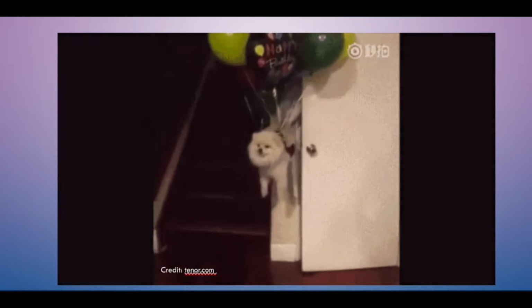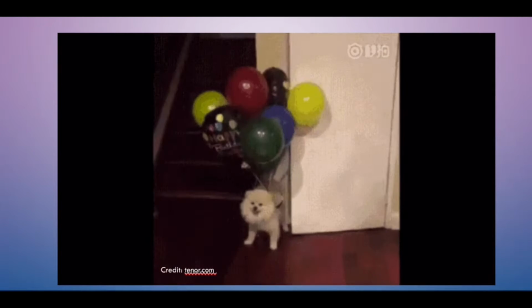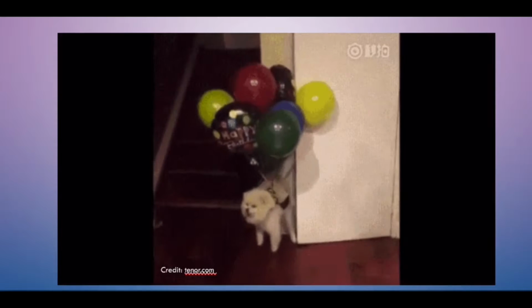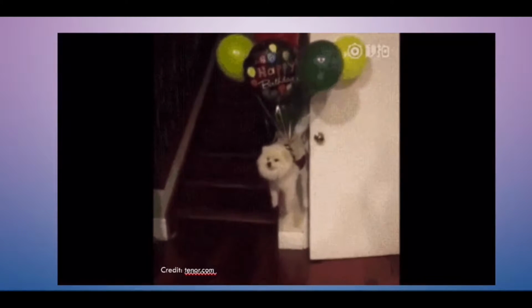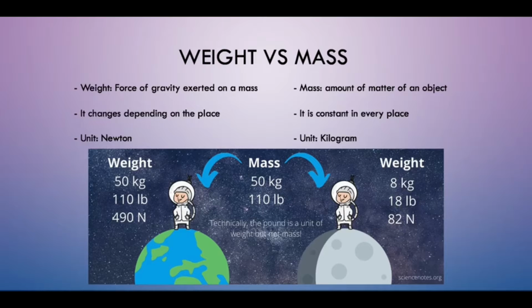Our independent variable that we control is the amount of balloons we add to lift up the basket and the bearded dragon in it, while the dependent variable is the weight. Weight versus mass. Mass is the amount of matter of an object, and it is constant in every place, and the unit of it is kilograms, while weight is the force of gravity exerted on a mass, and it changes depending on the place. The unit of it is newtons.